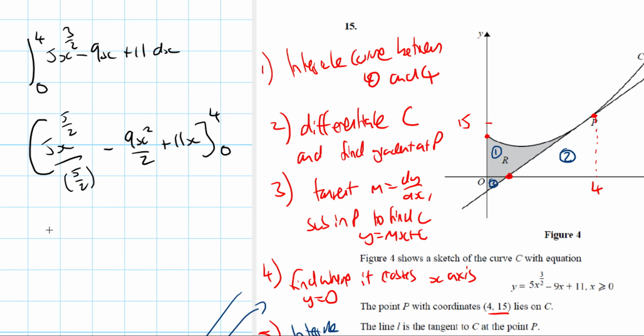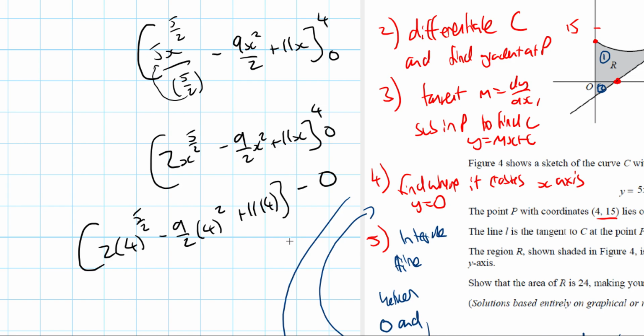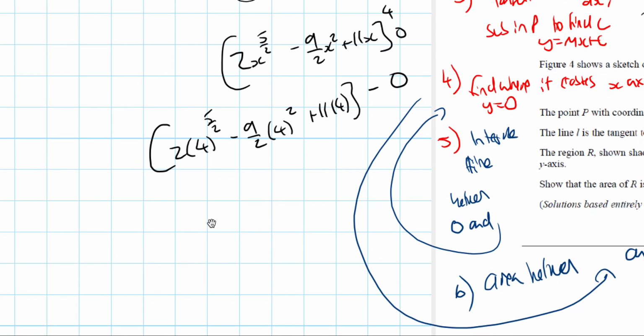We can tidy this up just to make it a little bit easier, so we can bring the 2 up to the front, 5 times 2, and we can divide by the 5, so that's going to give you just 2x^(5/2) minus 9/2 x squared plus 11x between 4 and 0. Now this one's nice because it's with 0, so we can essentially ignore one of the subtraction parts. So it's 2 times 4^(5/2) minus 9/2 times 4 squared plus 11 times 4, and then this time it's just going to be subtract 0 because they all have an x term, which if we substitute 0 into will disappear.